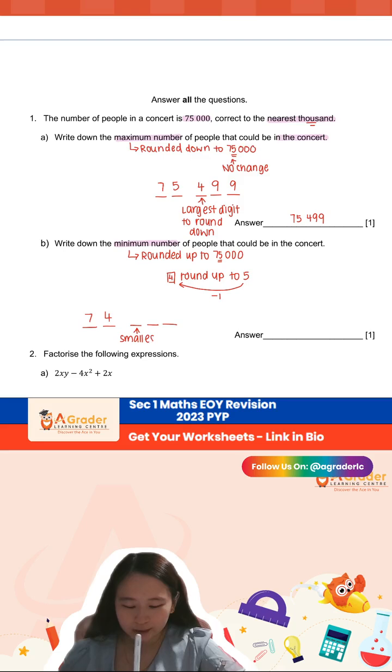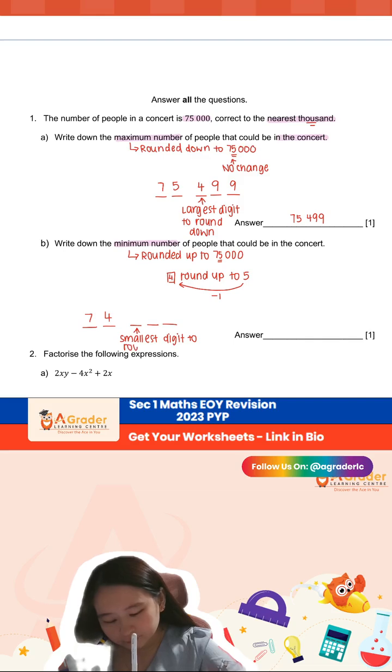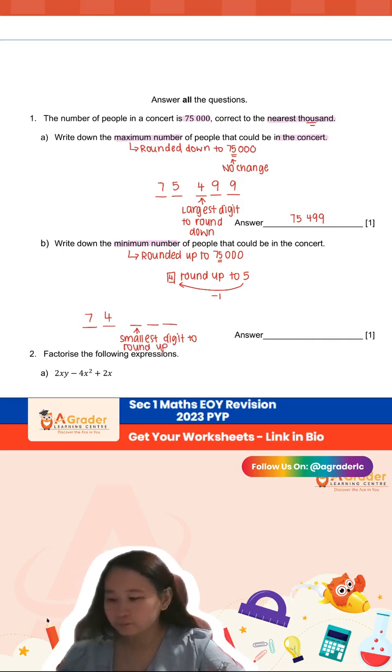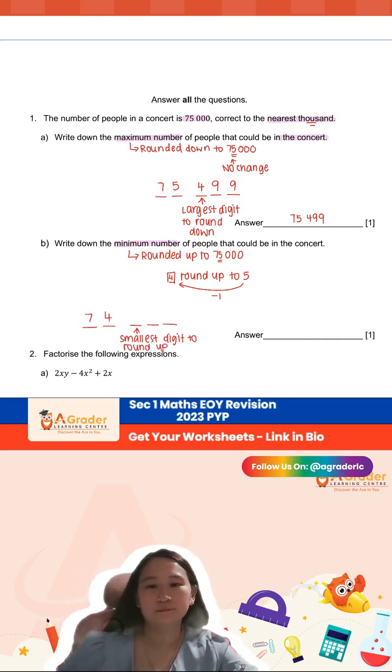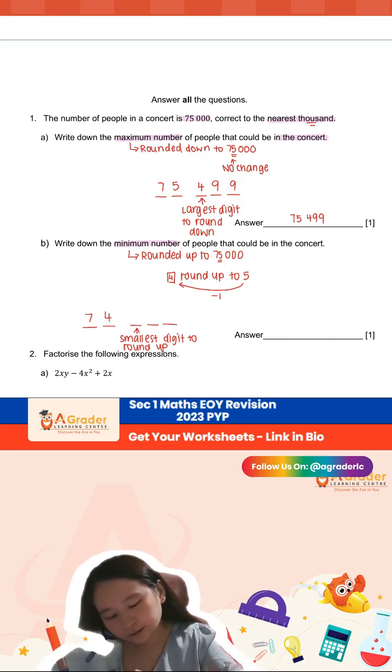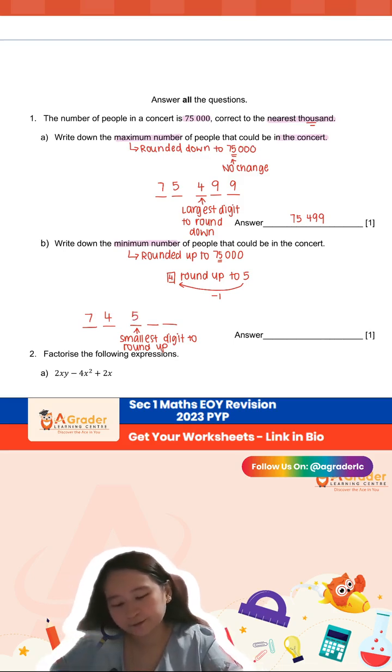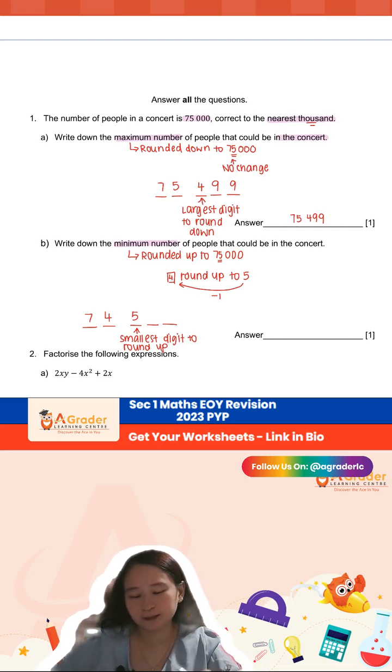So what is the smallest digit that you round up? What's the smallest digit that you round up? No, the smallest digit is not 6. Yep, correct. So the smallest digit to round up is 5. So the digit in the hundreds place must be 5.